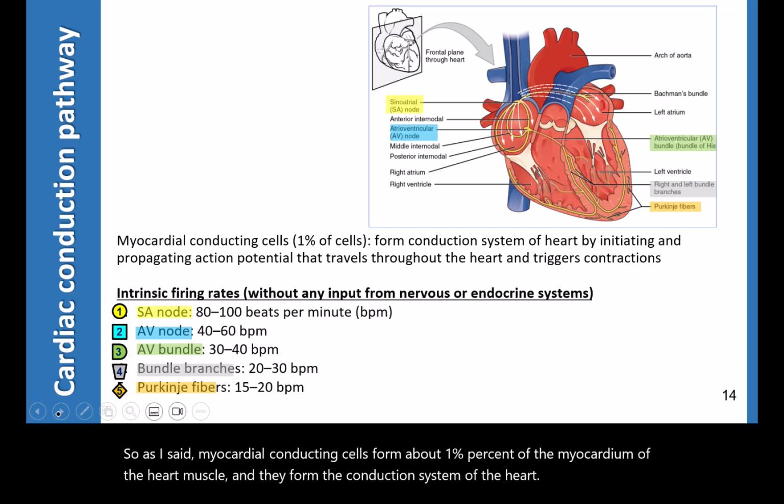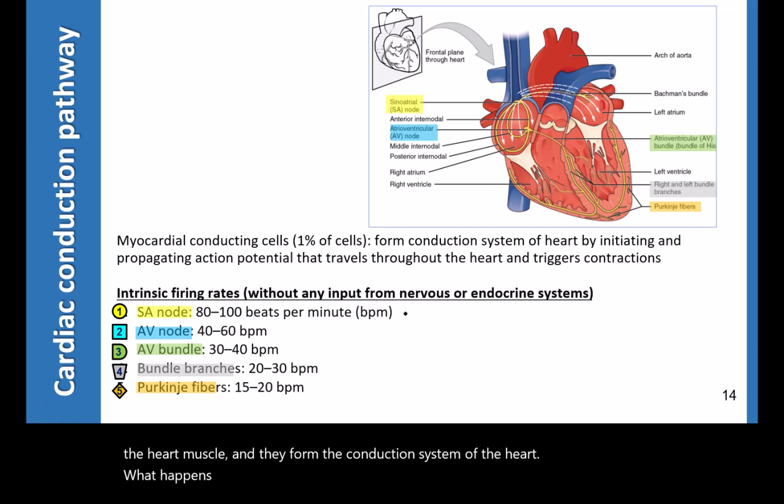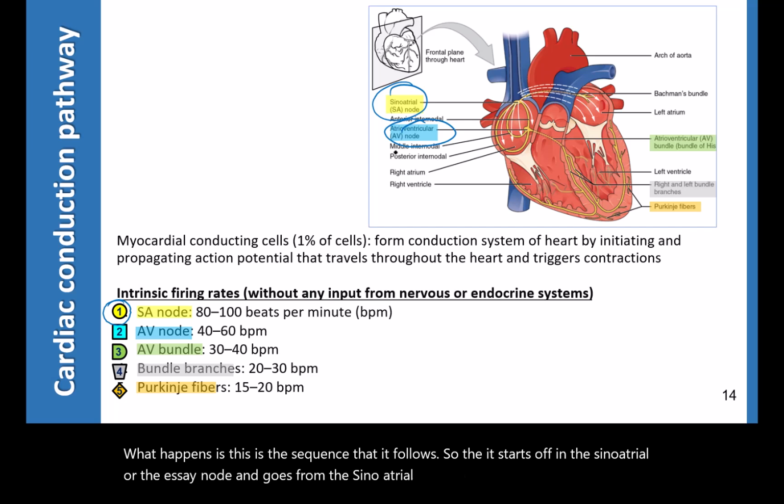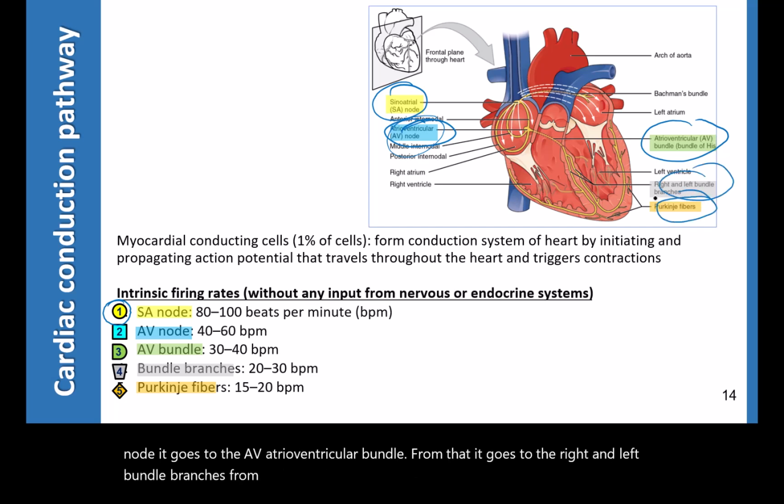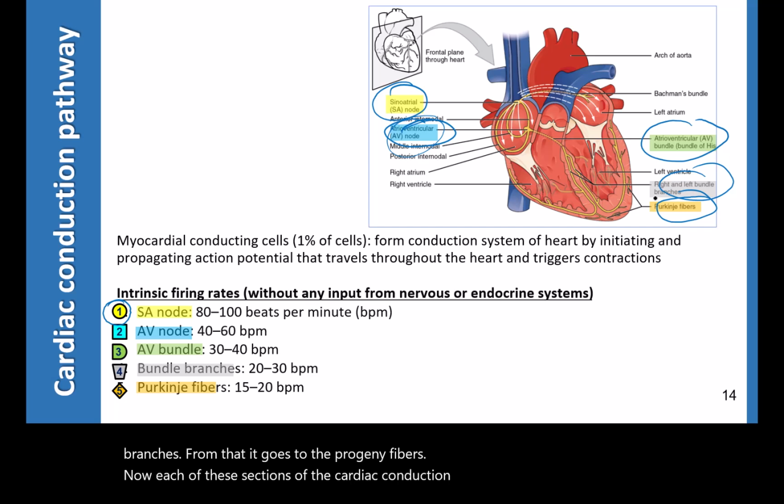This is the sequence that it follows. It starts off in the sinoatrial or SA node and goes from the sinoatrial node to the AV node. From the AV node, it goes to the atrioventricular bundle. From that, it goes to the right and left bundle branches. From that, it goes to the Purkinje fibers. Now, each of these sections of the cardiac conduction pathway can actually generate its own rhythm.